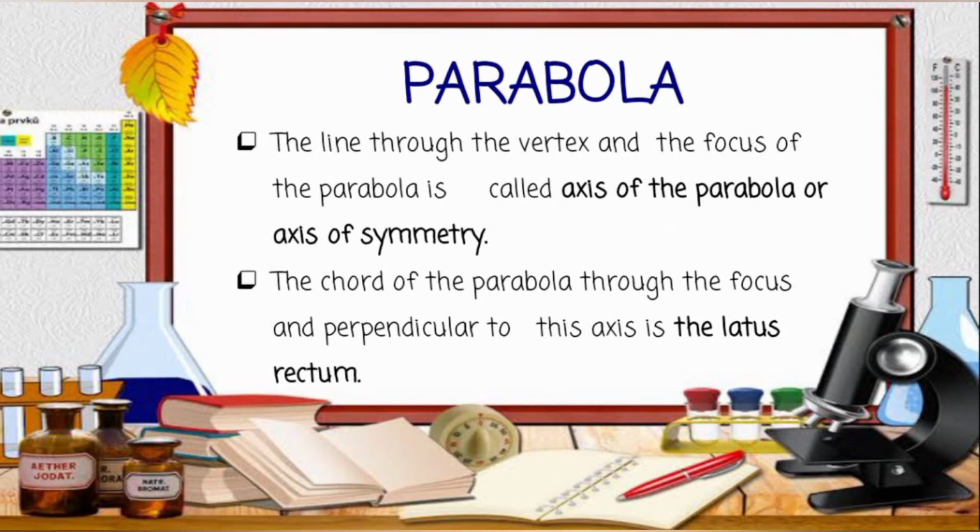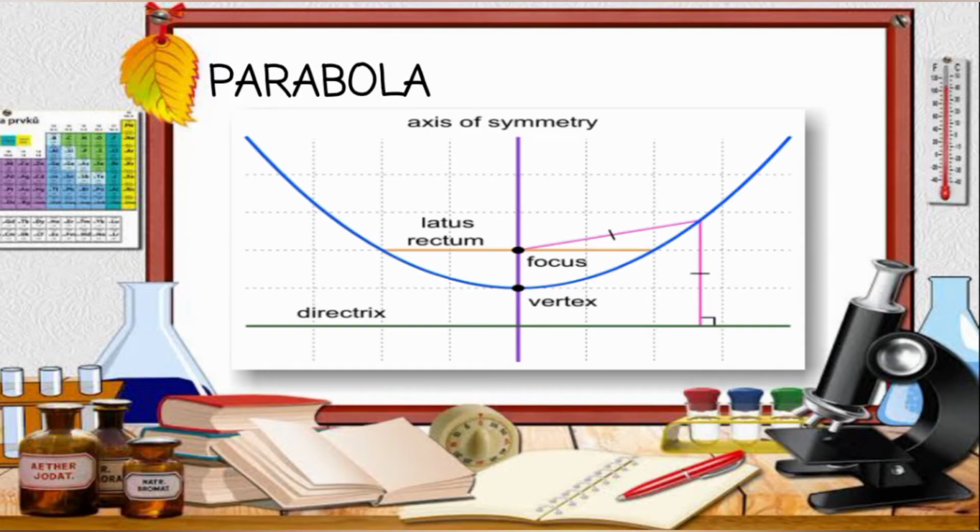The line through the vertex and the focus of the parabola is called the axis of the parabola, or the axis of symmetry. The chord of the parabola through the focus and perpendicular to this axis is the latus rectum. So we have this illustration to better understand the parabola.